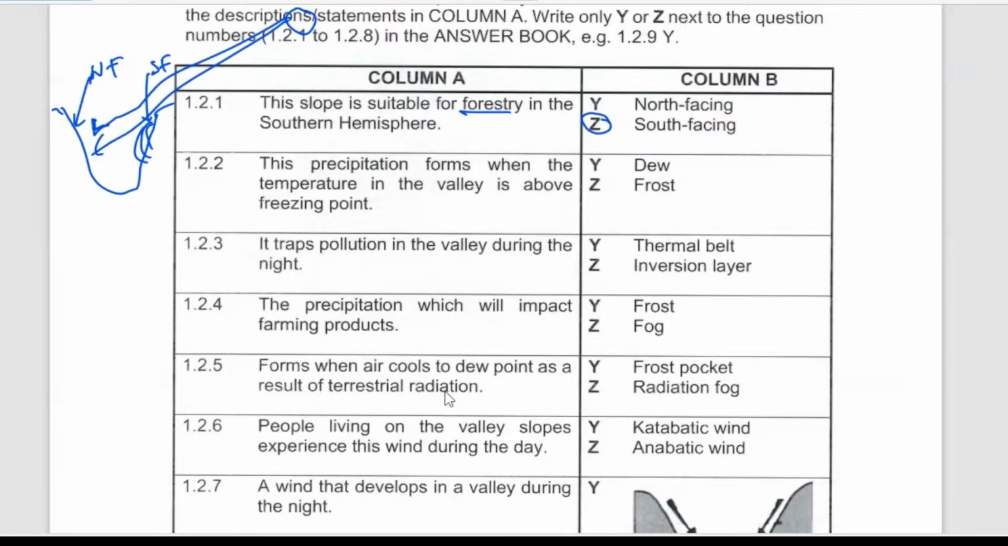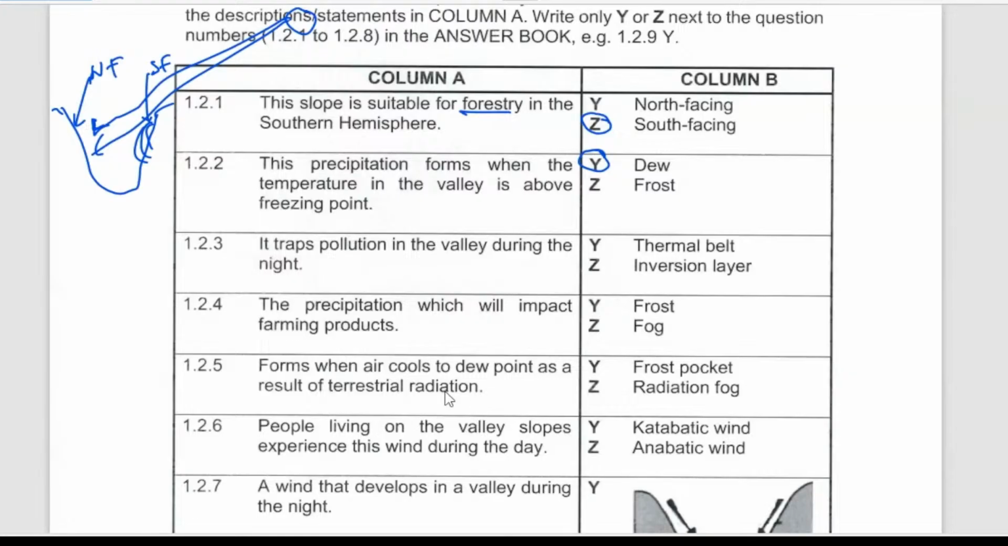This precipitation forms when the temperature in the valley is above a freezing point. When the temperature is above freezing point, we tend to have accumulation of water droplets on the ground surface and on vegetation. And that kind of precipitation is the one that we refer to as the dew. Right, usually you tend to find that in clear cloudless nights of the winter season. In the morning, you tend to find that there's accumulation of water droplets on the ground surface and on vegetation. That is typical of dew.